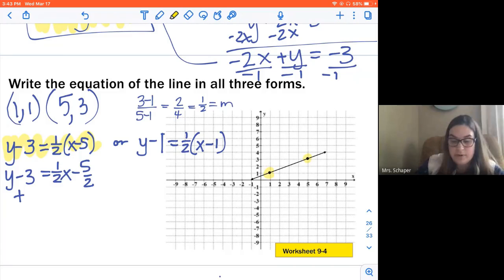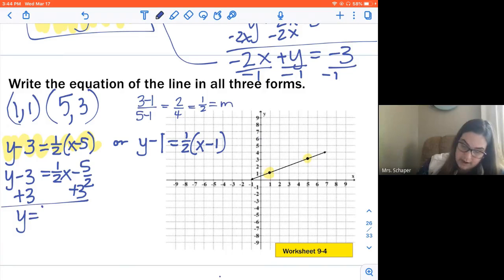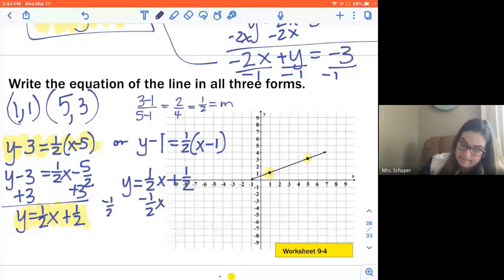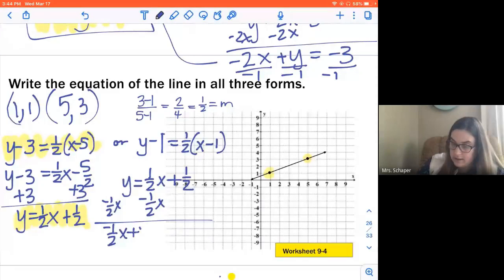Now I'm working on getting into slope intercept form. So I'm going to add 3 to both sides. So y is equal to 1/2 x, -2.5 plus 3 is 1/2. There is my slope-intercept form. And now I'm going to work on getting it to standard. So y equals 1/2 x plus 1/2. I'll subtract 1/2 x from both sides. I'm going to get negative 1/2 x plus y equals 1/2.